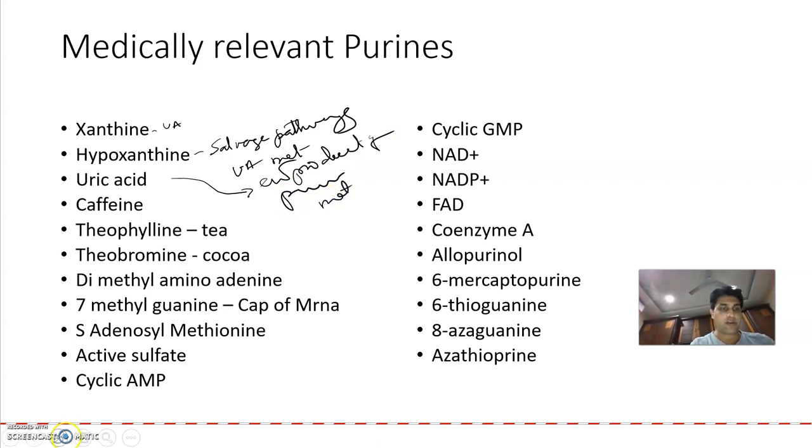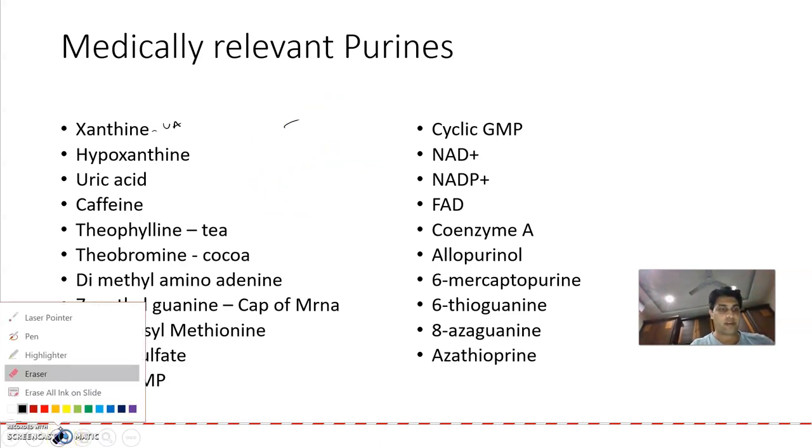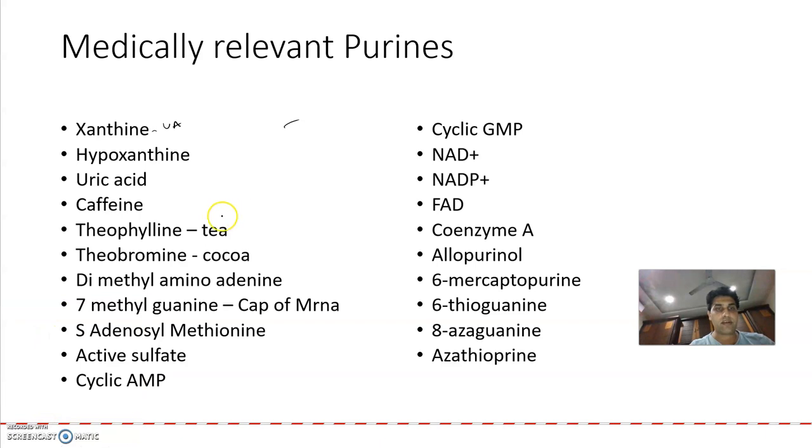Then where do we come across caffeine? Caffeine, coffee, tea, cocoa, all these are purines.